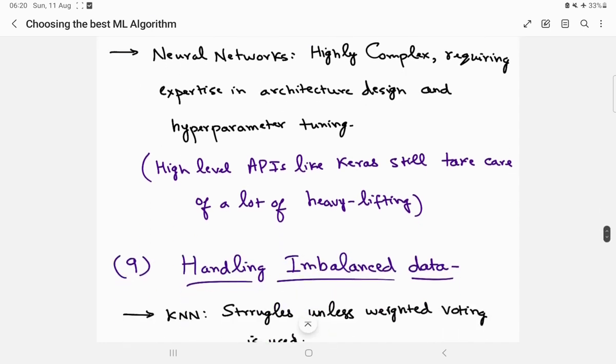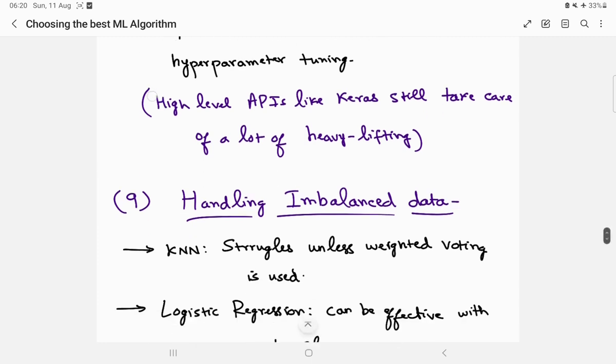When it comes to neural networks, it could be highly complex, requiring expertise in architecture design and hyperparameter tuning. But from an implementation standpoint, high-level APIs like Keras still take care of a lot of the heavy lifting, and it's fairly straightforward to implement a neural network in Keras. But yes, there could be many hyperparameters that you might need to tune, and that could be slightly challenging in case of neural nets.